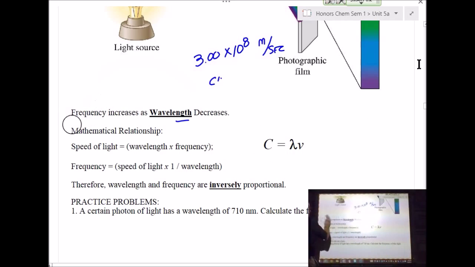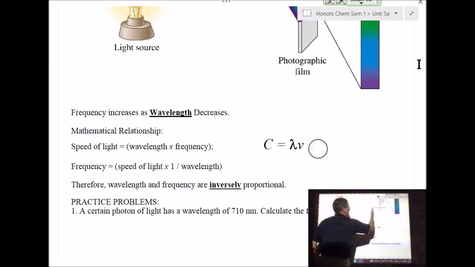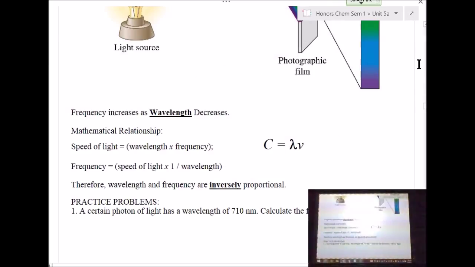All right, clean all that up. A couple things here. Frequency increases as the wavelength decreases. Why is that? Because they're inversely related. So it's an inverse relationship. As the wavelength goes up, the frequency must go down for c to be a constant. And looks like we're ready for our first practice problem.